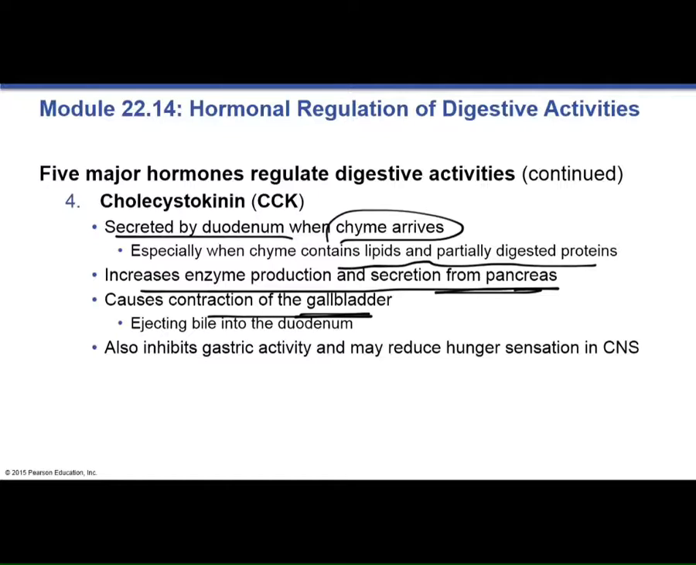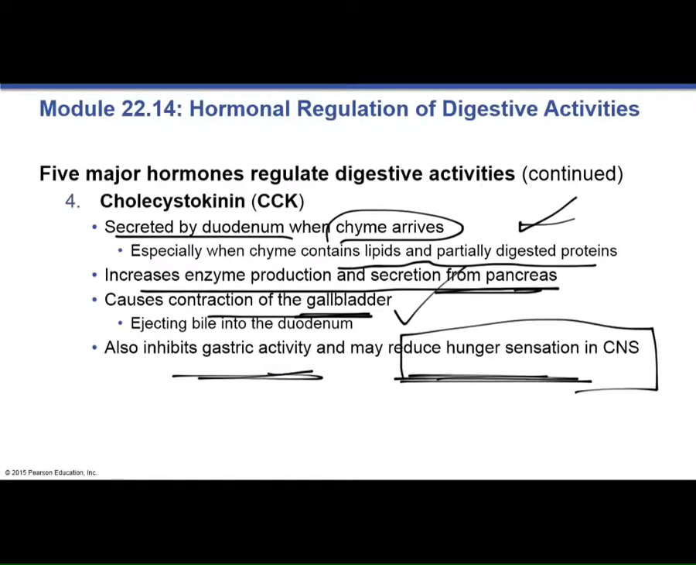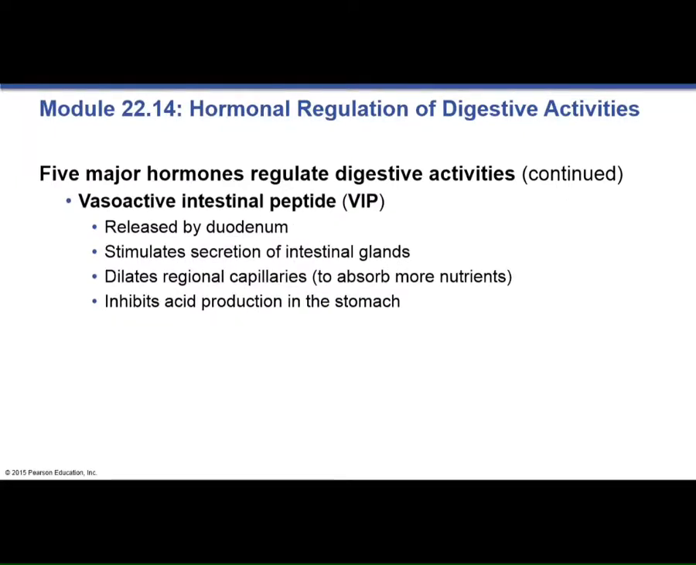Bile is going to help emulsify or break down fats. So as fats enter the duodenum, you're going to release CCK. CCK is then going to tell the gallbladder to squeeze and release some of that bile. This is also going to inhibit gastric activity and may reduce hunger sensations. So this is why people who ate high-protein diets, Atkins kind of diets, if you have a diet high in fats and high in protein, we know that it could reduce hunger sensations. So people who ate blue cheese and hamburger all day weren't that hungry, in part because the CCK was being released.